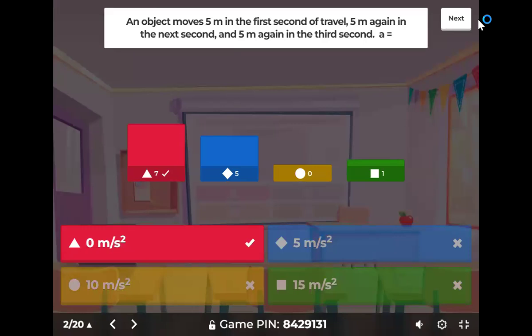Now, a different question could be, what's the velocity? The velocity is 5 meters per second, right? But it's a constant 5 meters per second, which means it's not speeding up or slowing down, which means there's no rate change of velocity. So acceleration is 0 meters per second squared, right?